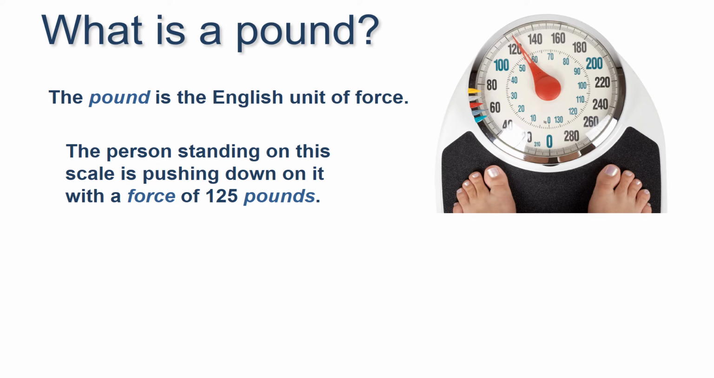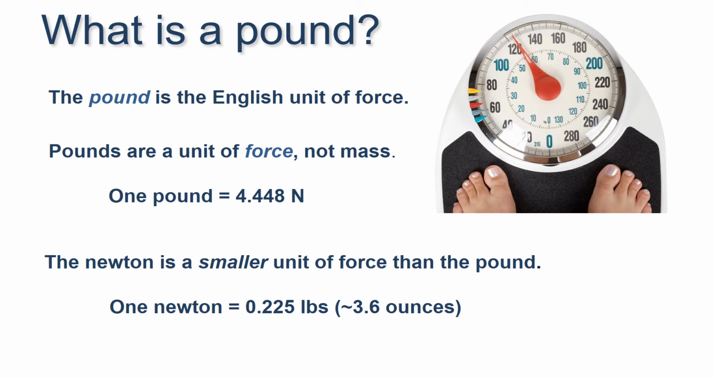A pound is an English unit of force. So a person standing on a scale is pushing down with a force of 125 pounds. A newton is a smaller unit of force than a pound. 1 pound is equal to 4.448 newtons, or 1 newton is equal to 0.225 pounds, or about 3.6 ounces.